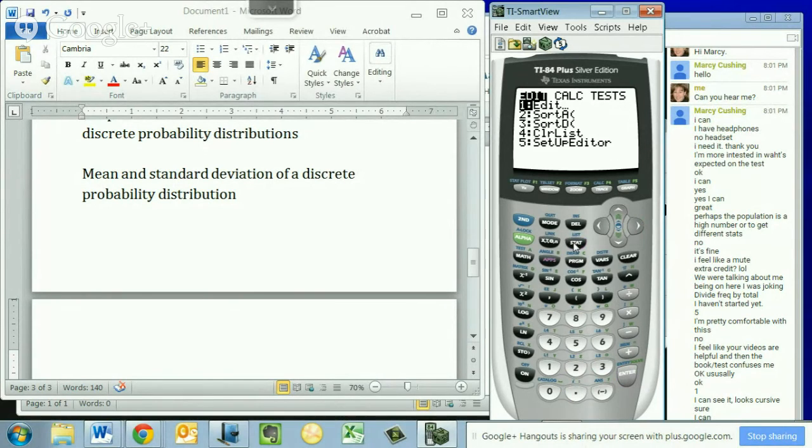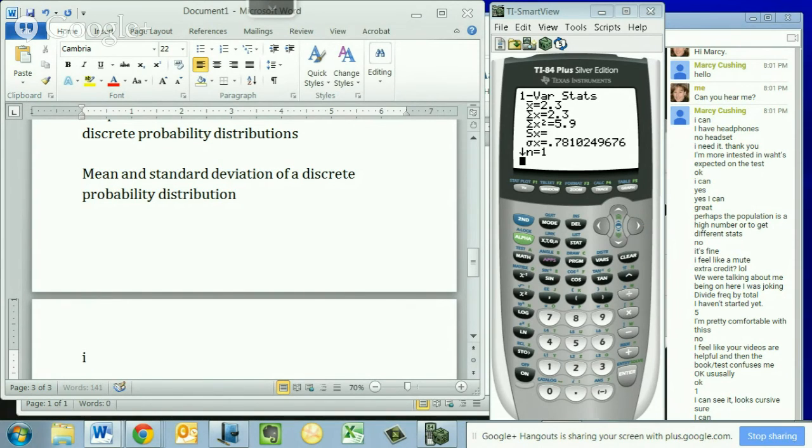And then you would use one var stats, making sure you use L1 and L2 to compute the mean and standard deviation. We looked at a very special case of a discrete probability distribution.